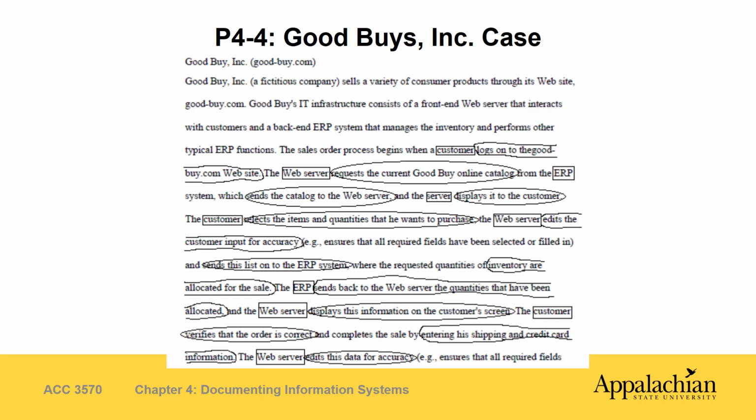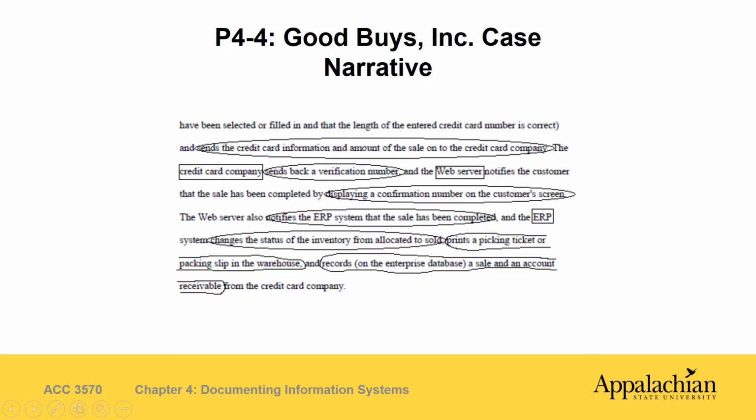All right, here is my marked up narrative, and what you can see here is the customer logs on to the Goodbye computer, and the web server requests the current Goodbye online catalog. You've got your server, customer, and the web server edits the customer entity accurately, sends lists to the ERP system, and inventory is allocated for sales. That's what I was telling you: when you order on eBay and there are 3 left, it puts a hold on that piece of inventory. That's what's happening here, the inventory is being allocated for sale so somebody else can't buy it.